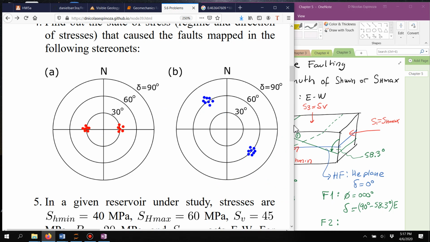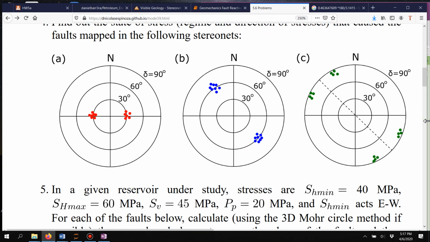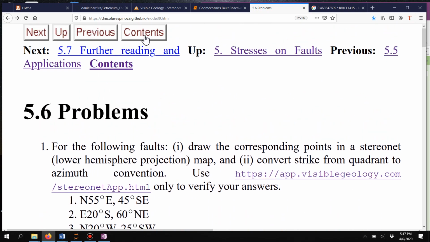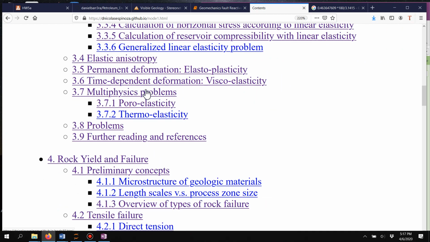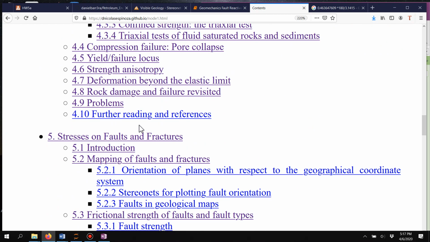You have two more examples to solve over here. I'm going to give you a hint. One is normal faulting, and the other one is a strike slip. You have to find out which one is which. But if you go to my notes, you probably will recognize those. And let me show the diagram that you need in order to solve that.